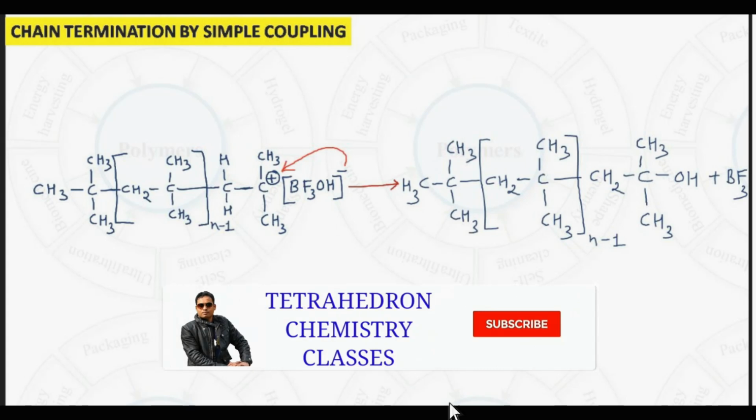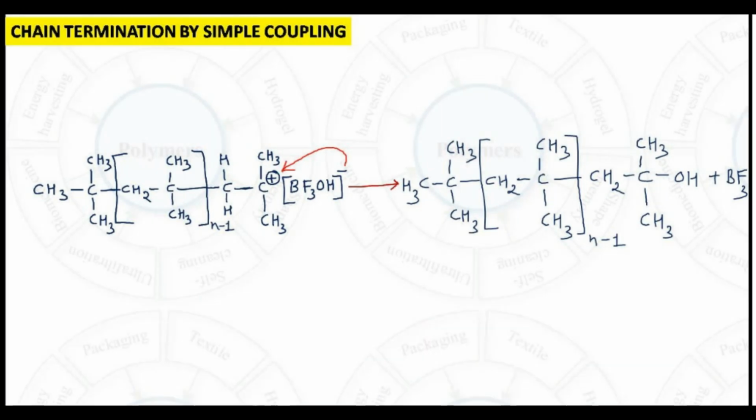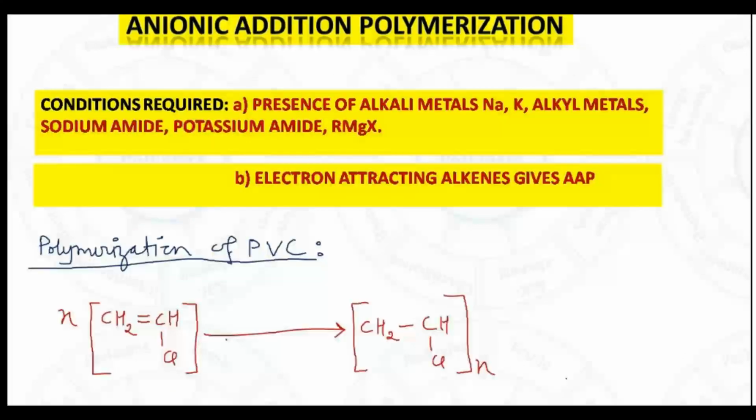So when I discuss the anionic mechanism, the reverse condition will be required. Okay, let's see what the next conditions are. Here you can see the anionic addition polymerization condition required: presence of alkali. In the earlier case, in the cationic mechanism, the reaction demands the presence of acids. But here the alkali or the alkali metals like sodium, potassium, or the Grignard reagents of the alkali metals, or sodamide, various things are there, right?